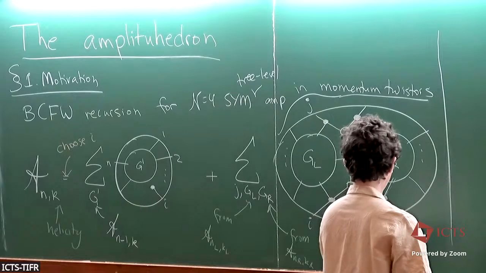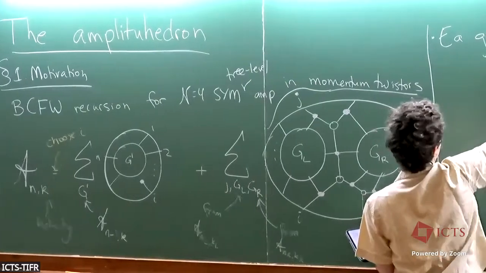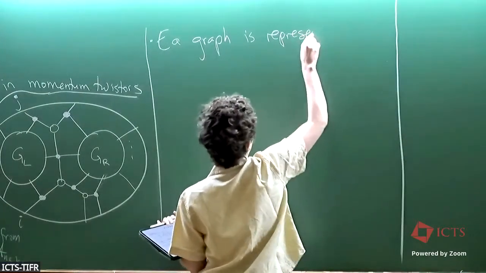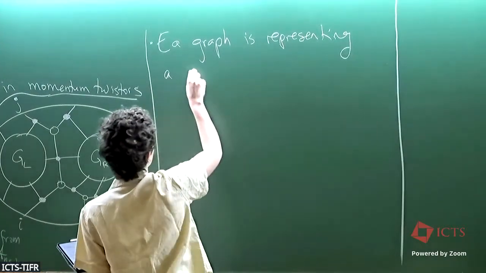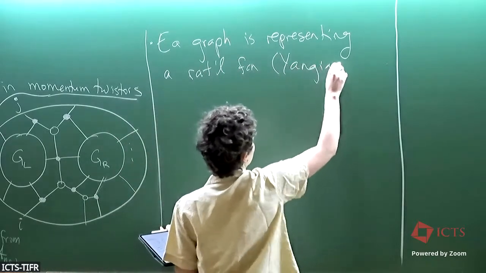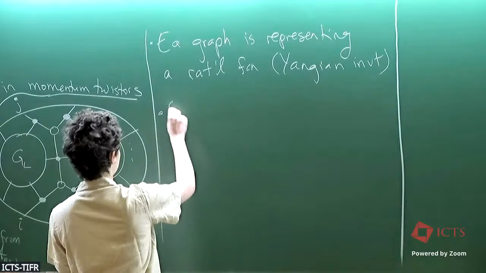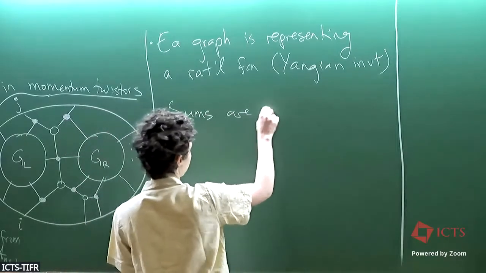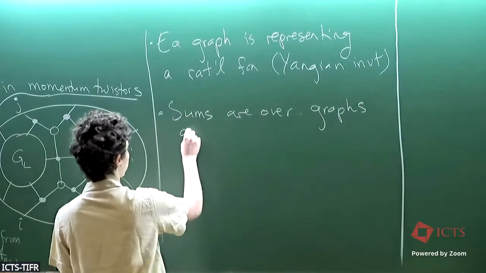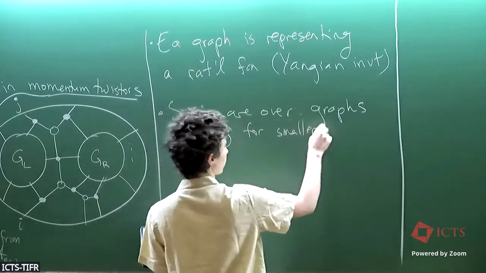So, what did I say? I said each graph here you should think of as representing a rational function, and in fact a Yangian invariant. And the other thing I said is that the sums are over graphs appearing for a smaller n and k.